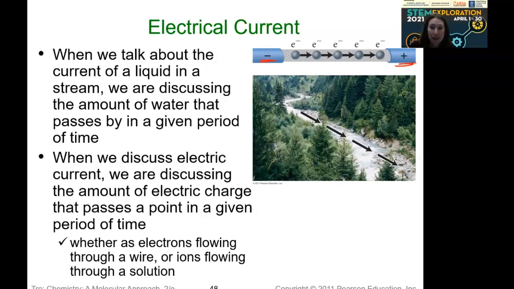Okay, so when we talk about electric current, we're talking about the movement of electrons, and electrons will always go from the negative to the positive. Think of it like water in a stream, right? Water in a stream goes from higher to lower. It's the exact same thing with electrons, right? They're always going to go from negative towards the positive.